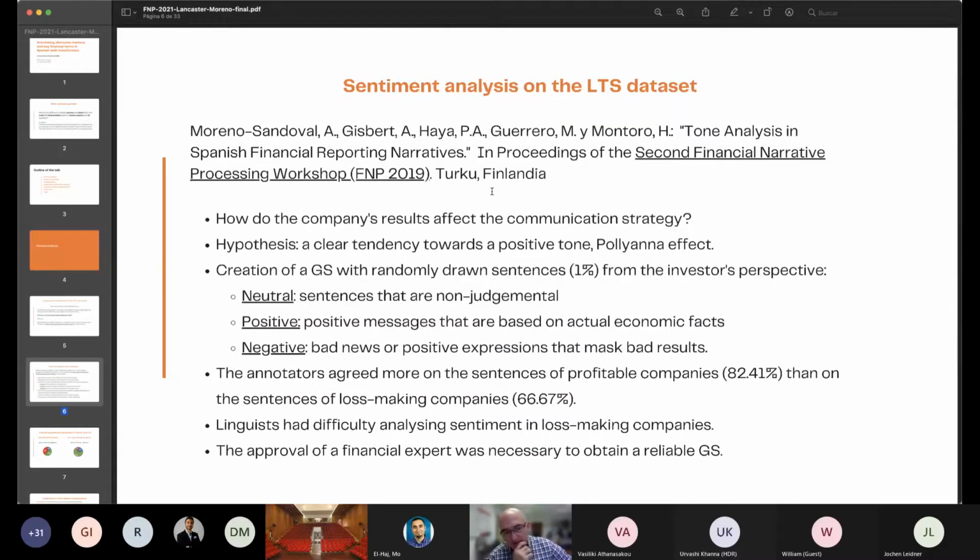We created a gold standard with a selection of sentences, 100% of the data set. And from the investor perspective, we have only three possible tags: neutral, sentences that don't have any judgment; positive, which is positive messages that are based on actual economic facts; and negative, which is bad news or positive expression that masks bad results. I'd insist that our perspective was the investor side.